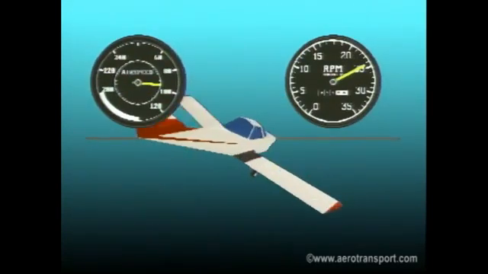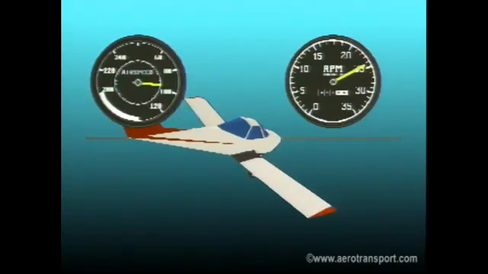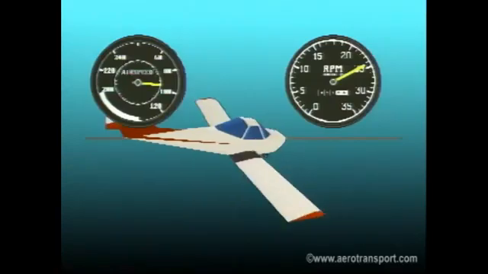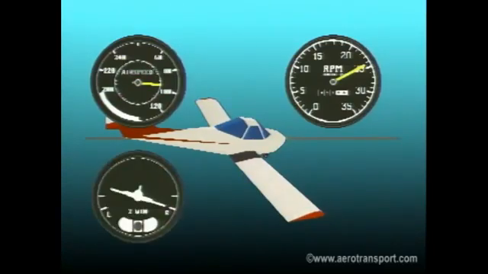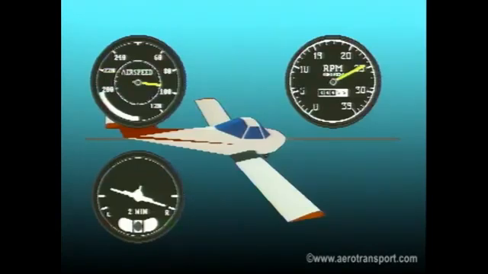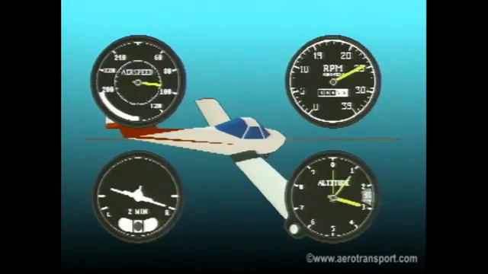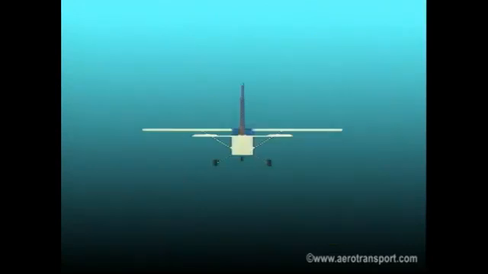The nose moves steadily around the horizon, neither rising nor falling. The airspeed will remain constant. The instruments will read the following way. The turn indicator will show a constant rate of turn, and the ball will be centered in the glass tube. The altimeter will show a constant altitude.